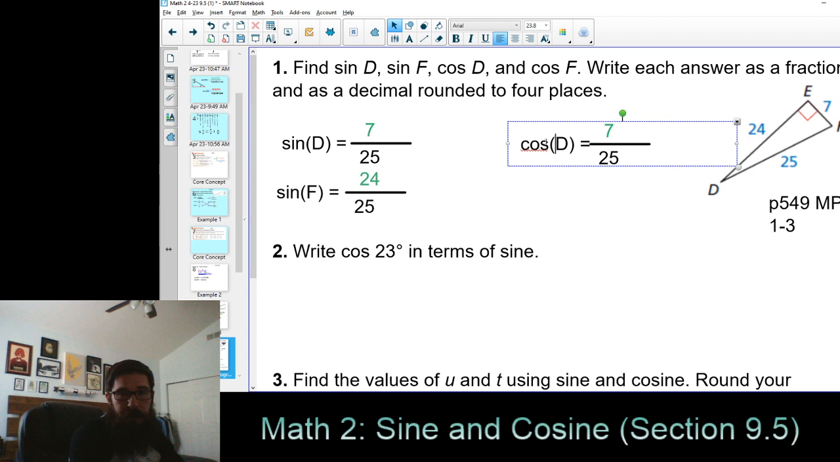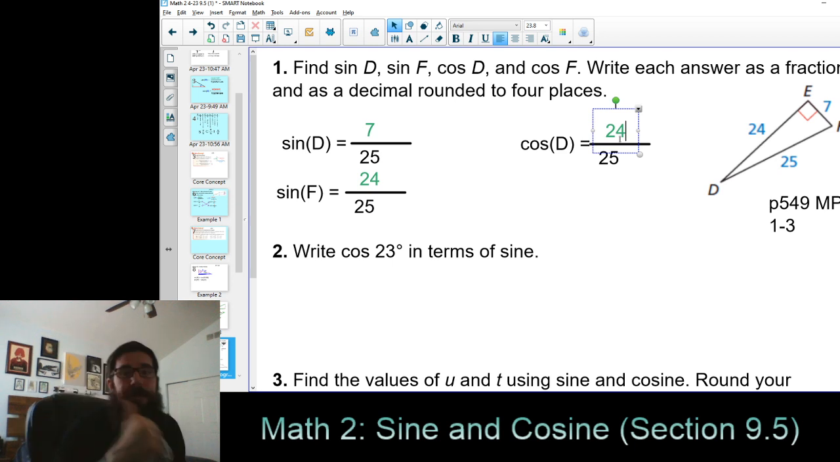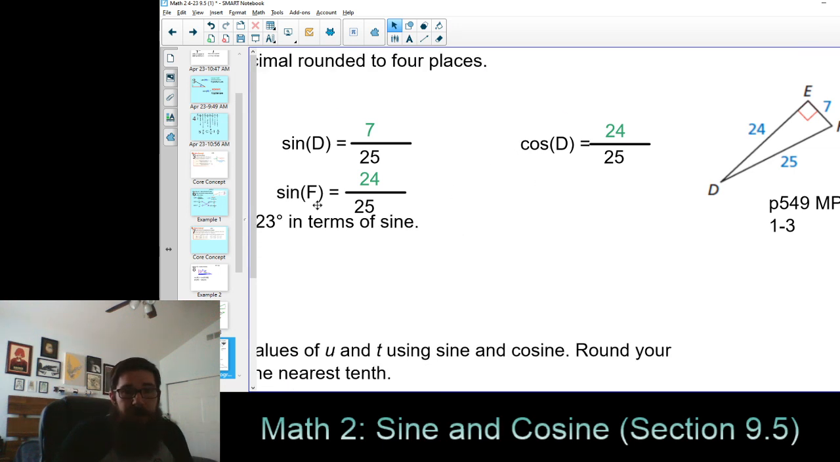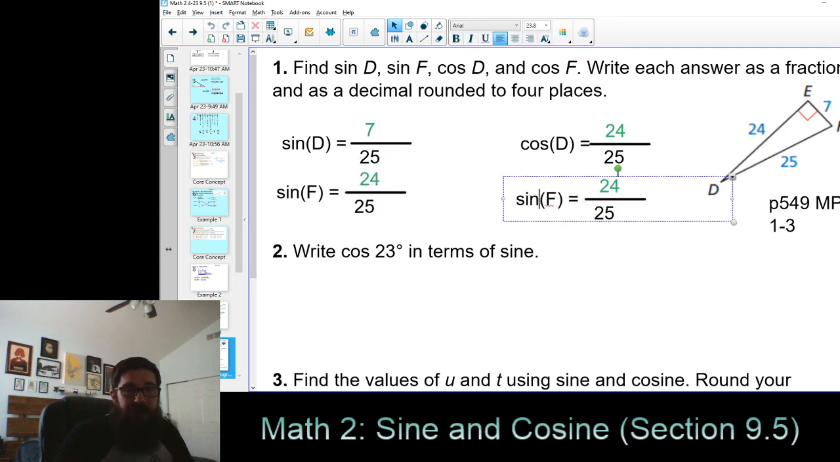I apologize. Cosine of D, so from angle D, the side that's adjacent to it, that's touching that leg, is now 24. That's why we spent all that time last week hitting those ideas of which one's opposite and which one's adjacent, because those relationships are still the same. Hypotenuse still 25. And we see again, sine of F is the same as cosine of D, because we switched to that other angle. So the ratios are going to be the same, even though it uses a different trig function and different angle. So you might be able to reason out what cosine of F is going to be.